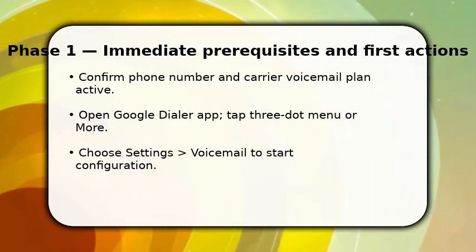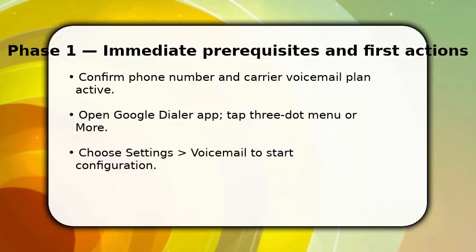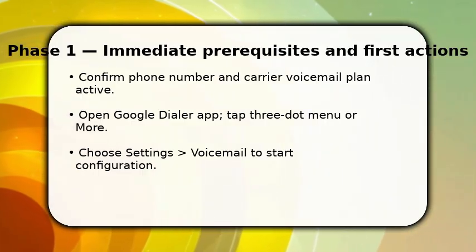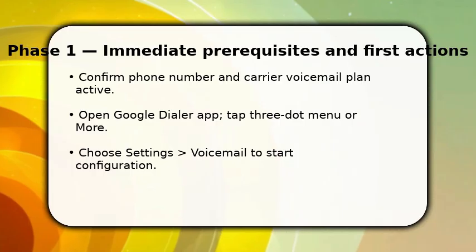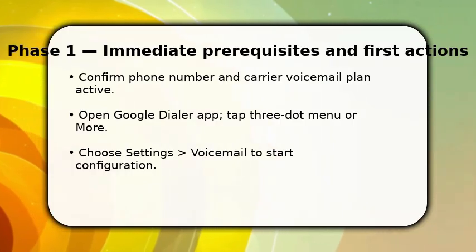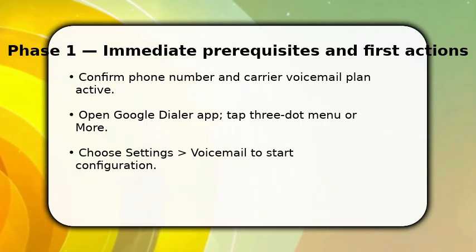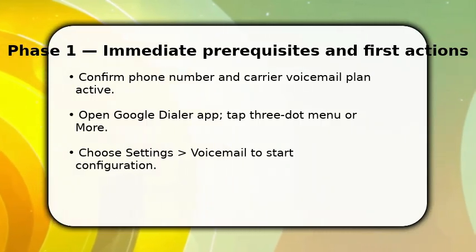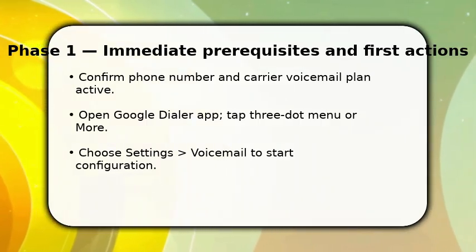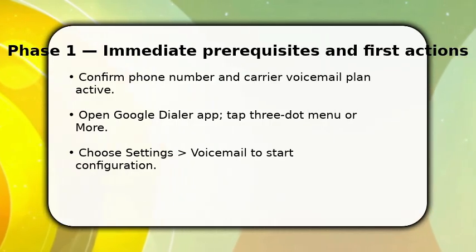You start with essentials. Confirm your phone number and that your carrier voicemail is active because Google Dialer uses carrier voicemail by default. Next, open the Google Dialer app and tap the three-dot menu or More button. This is where voicemail settings live. Once you tap Settings, select Voicemail to begin. You're doing this now to avoid later rework.